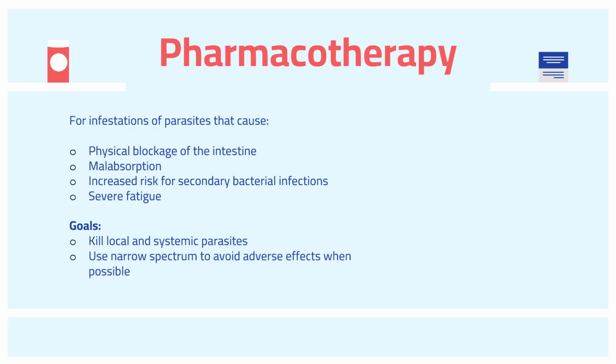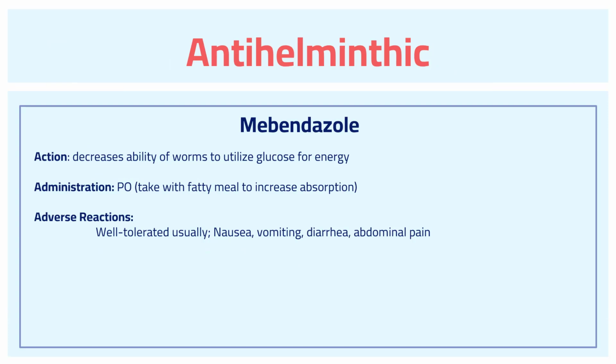This also places the patient at risk for secondary bacterial infection because the body's already mounting an immune response, and it allows for other bacterial infections. And of course, the patient may feel severely fatigued if they are not able to absorb nutrients. And so our goal for antiparasitic medications is to kill any local or systemic parasites, and we want to use narrow spectrum antiparasitic medications. So that way we're trying to avoid adverse effects for the patients. Remember, it's not as much for this that we're worried about resistance. We're more worried about if we use something broad, that the patient's going to experience the effects of a broad spectrum treatment.